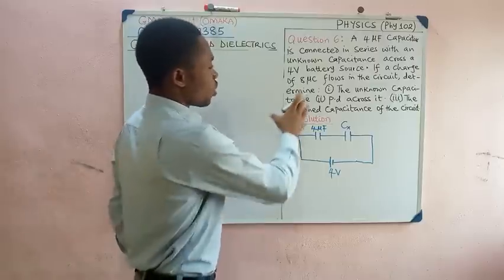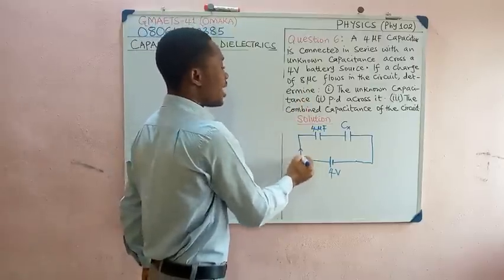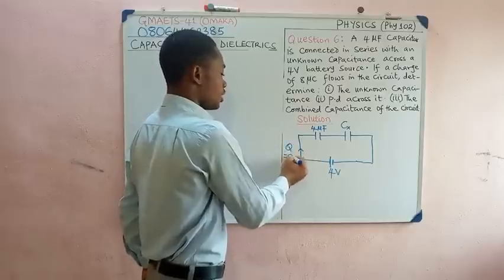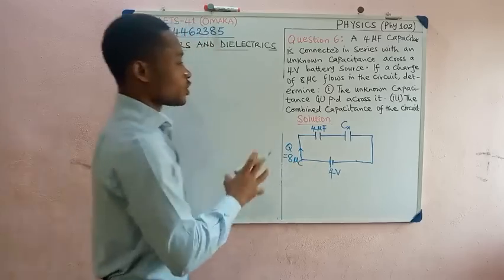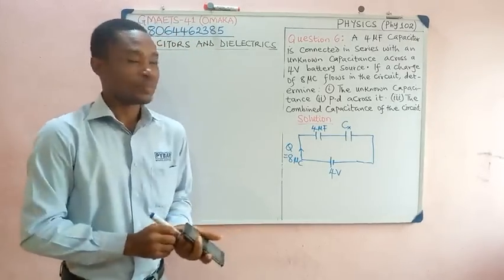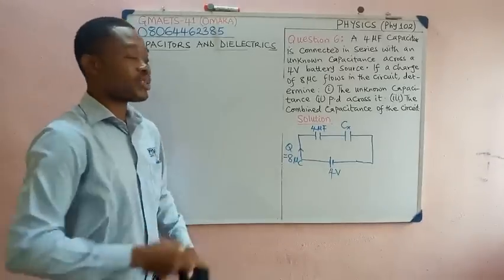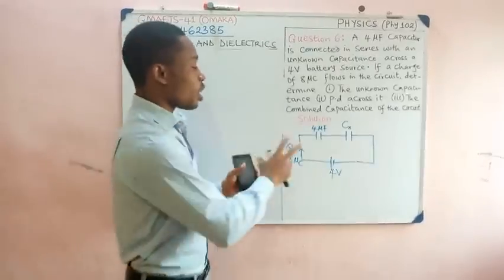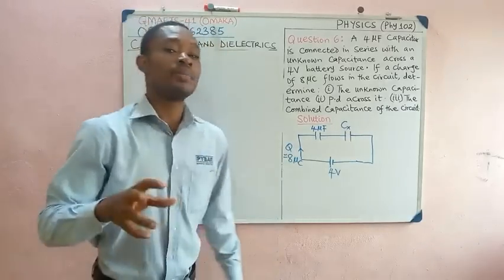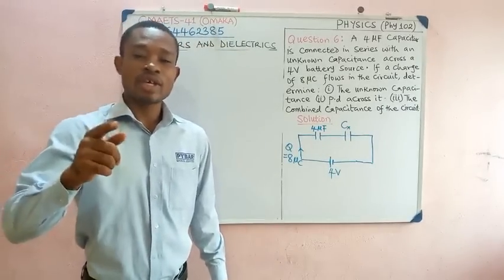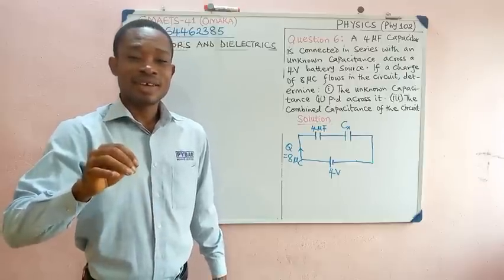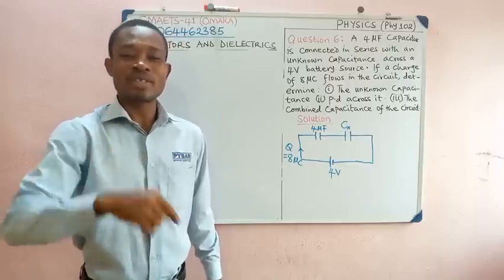We were told from the question that a charge Q equal to 8 microcoulomb flows in the circuit. So this is what the circuit looks like. Now we have to determine the unknown capacitance. If you look at this problem, getting the unknown capacitance directly will be a bit complex. But we can go through a means. We can determine the total capacitance first.